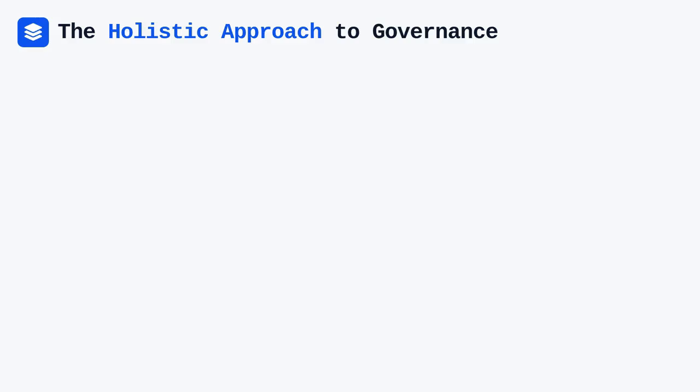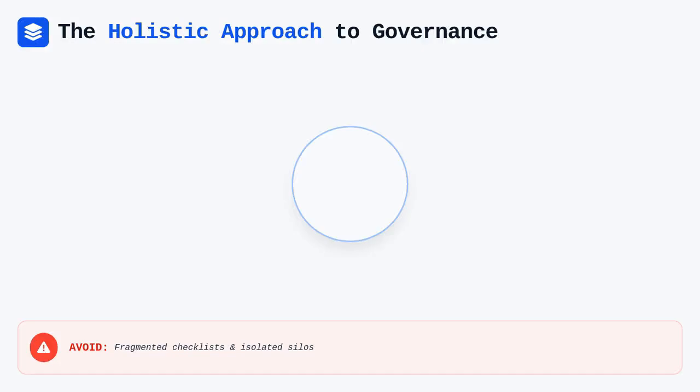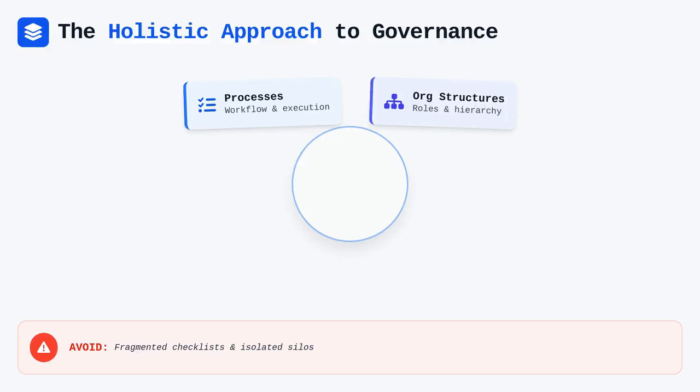Next, we address the holistic approach, which discourages the tendency to treat governance as a fragmented checklist of activities. COBIT 2019 views a governance system as a collection of interacting components, including processes, organizational structures, policies, and culture. If you attempt to improve one component without considering its ripple effect on others, you will likely encounter unintended consequences that diminish your overall effectiveness.